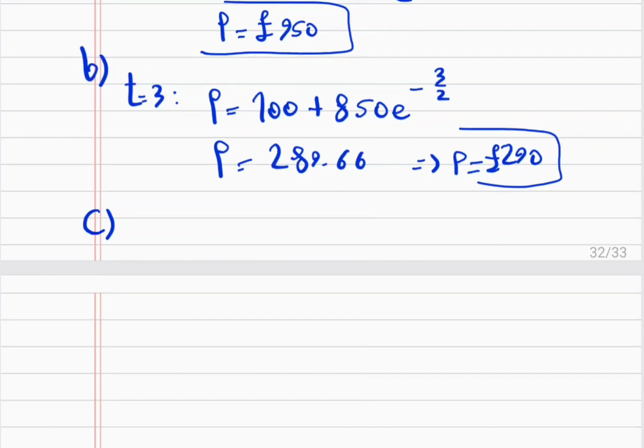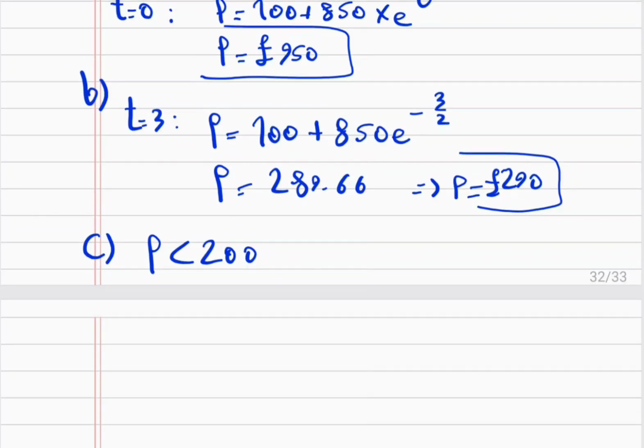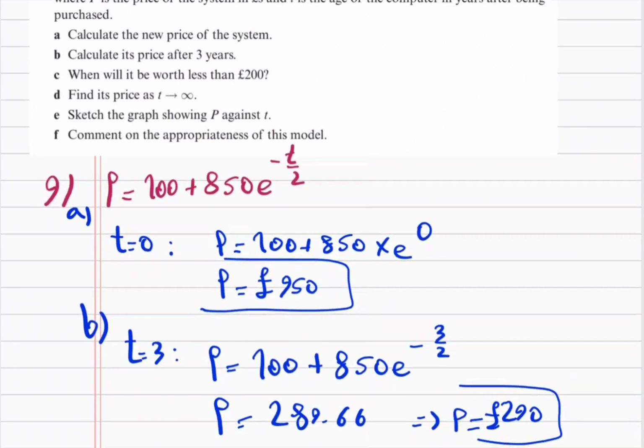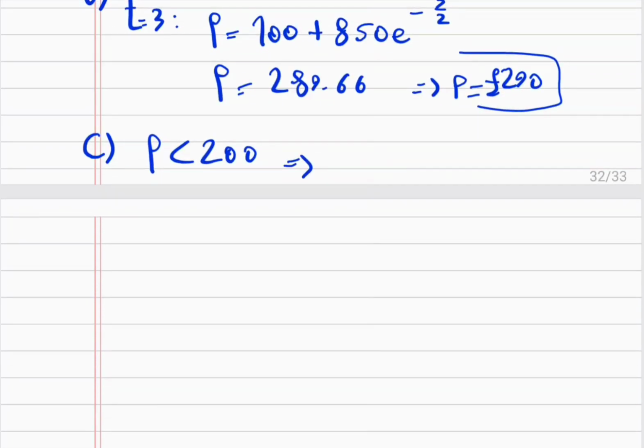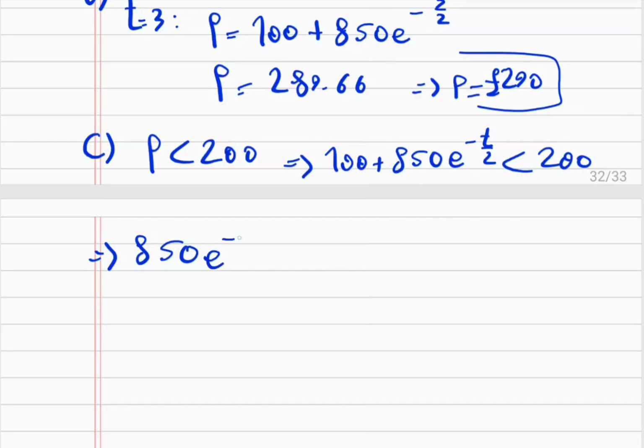Okay, so in part C, we just have an inequality that we want to solve, because we want to know what's the value of t when the equation itself is less than 200, because we want to know after how many years. Actually, we just want to know what's the value of t that p is less than 200. So this means that we just substitute the equation again. So 100 plus 850 e to the power minus t over 2 is less than 200. We have this. Now, we get 850 e to the power minus t over 2 less than 100.